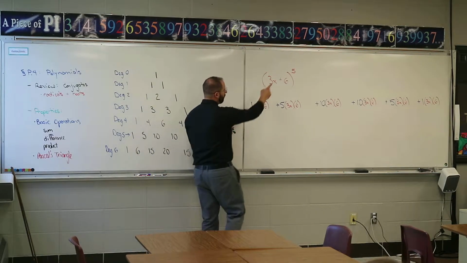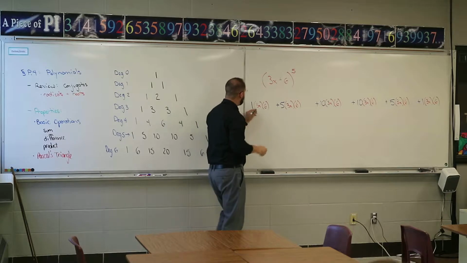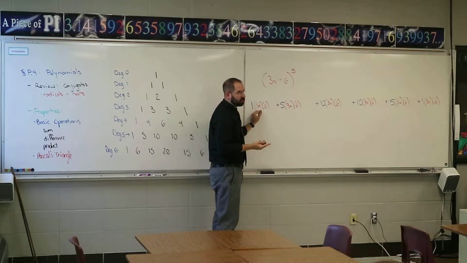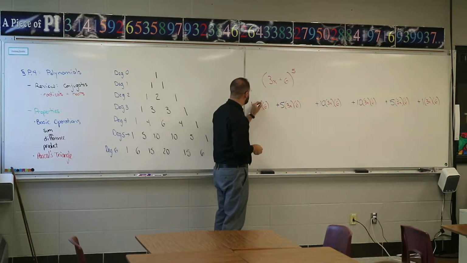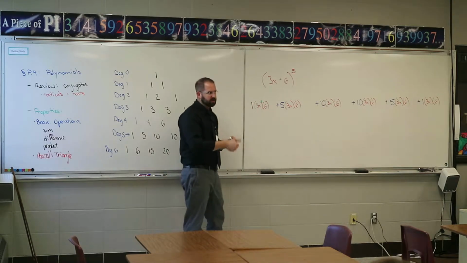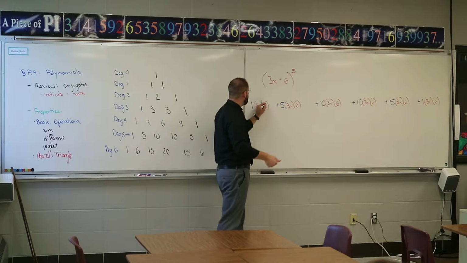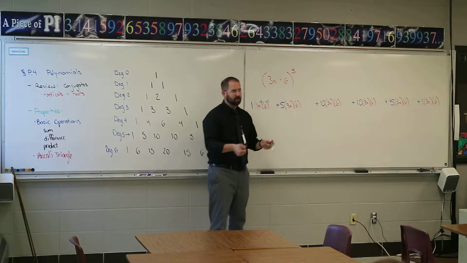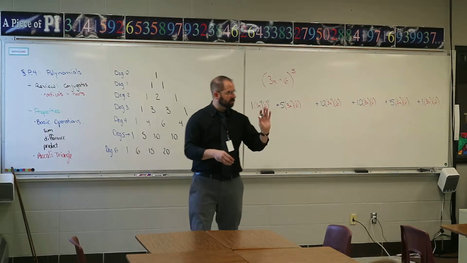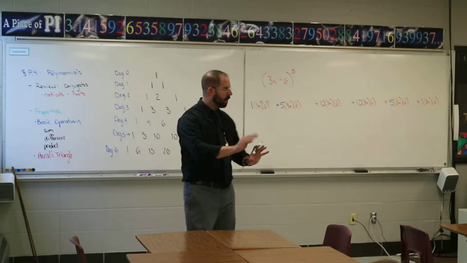So what's the biggest power in my parentheses? 5. So I'm just going to pick one of these. It actually doesn't matter which one you pick. I'm going to pick the 3x. I'm going to put the power of 5 on it. So I always just do the first one. The second number, you put the smallest power that you can have without going negative. So I put a 0. That's just how it always works. Biggest power on the first, the smallest power on the second.